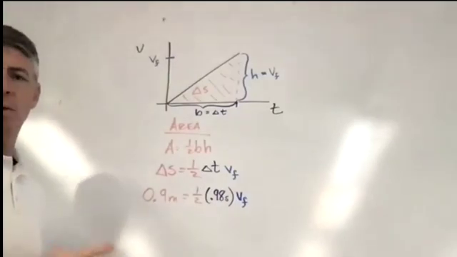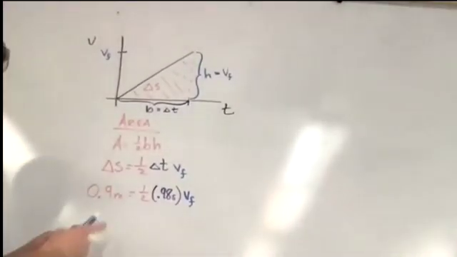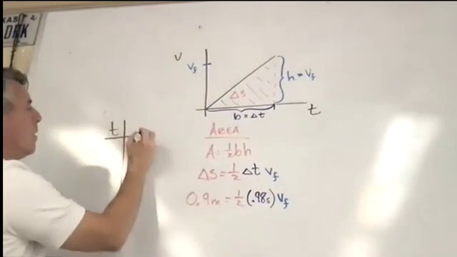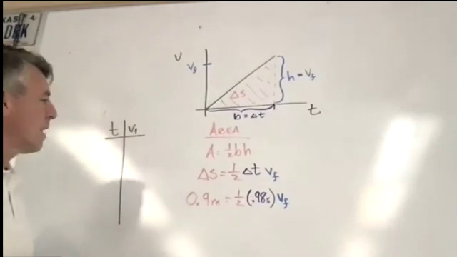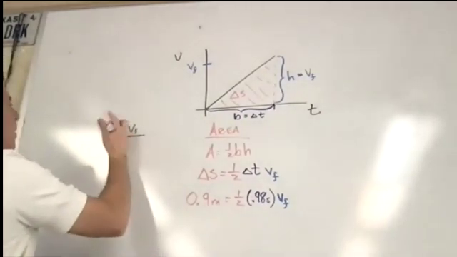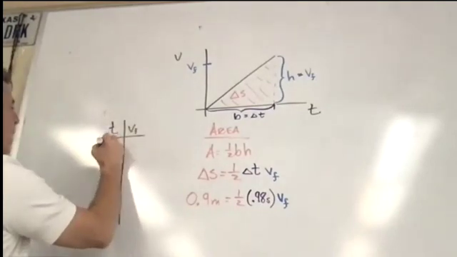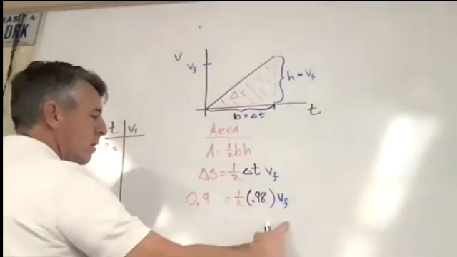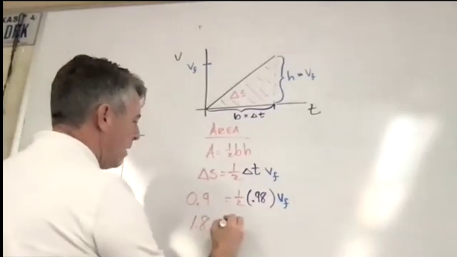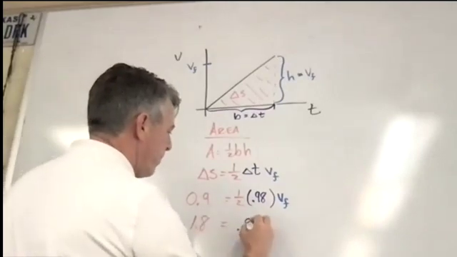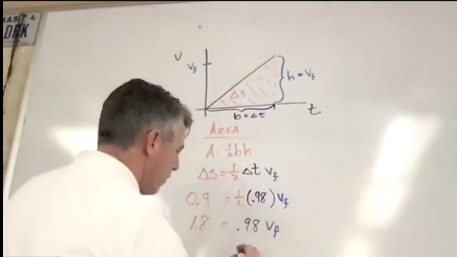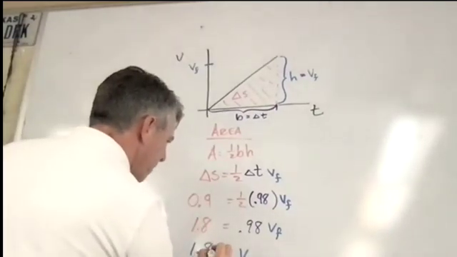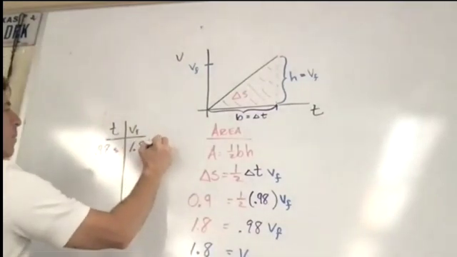What some students like to do is make a data table, something like the time and the final velocity. It sounds like you said the time was 0.98 seconds for this, right? Yes. So what we could do is just use our algebra and multiply both sides by 2. 1.8 equals 0.98 V final. So V final, divide both sides by 0.98. 1.8. Yeah. Okay. So I'm going to write it here, 1.8 meters per second.